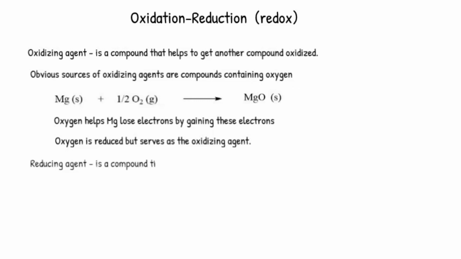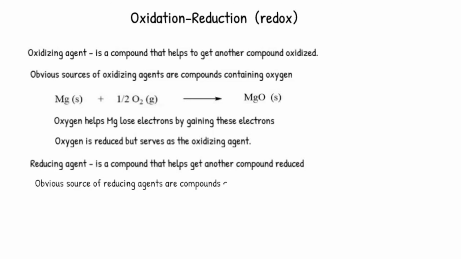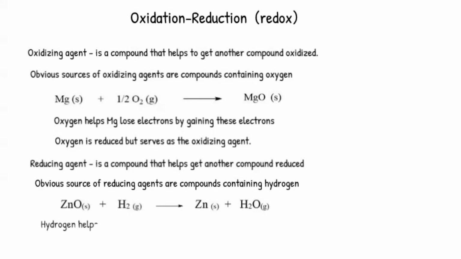The reducing agent is a compound that helps get another compound reduced. Obvious sources of reducing agents are compounds containing hydrogen. So for example, in the zinc oxide plus hydrogen gas reaction to give zinc plus water, hydrogen helps zinc gain electrons and hydrogen itself loses electrons, and so hydrogen is the reducing agent.